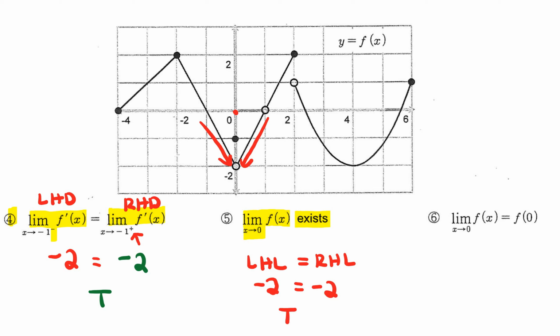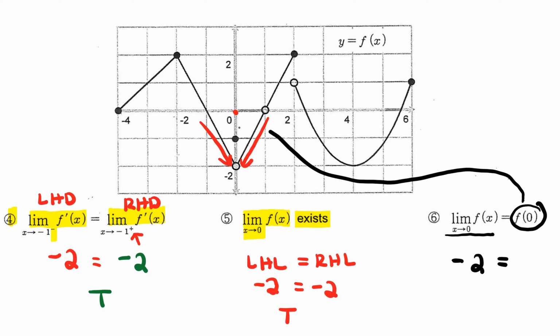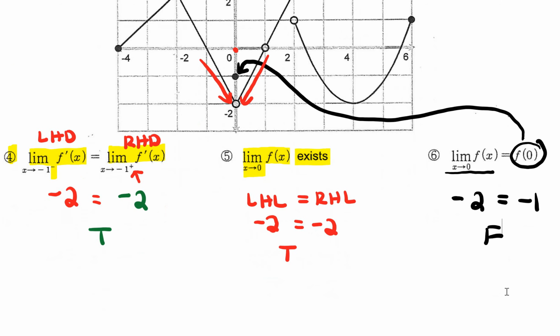Okay, and then let's move on to the very last question here, the limit as x approaches 0. Well, the limit as x approaches 0, we know that's going to be -2 based on question number 5, and is that equal to f of 0? Well, f of 0, that's going to be false because f of 0 is equal to -1. So when x equals 0, the only value that's defined there is -1, so this is going to be false. Okay, let's move on to the next set of questions here.